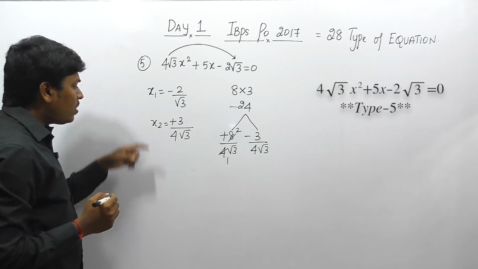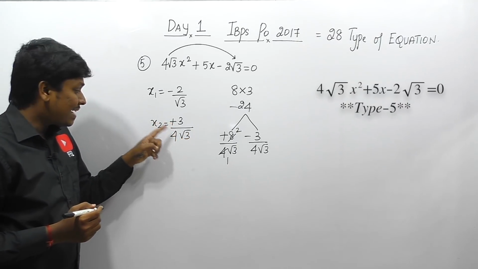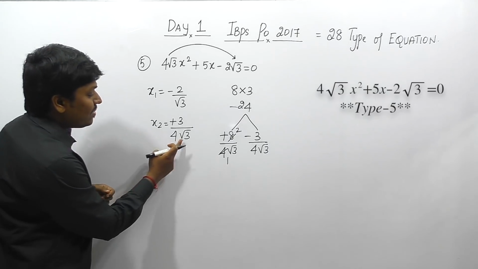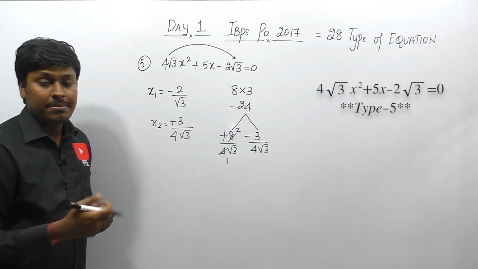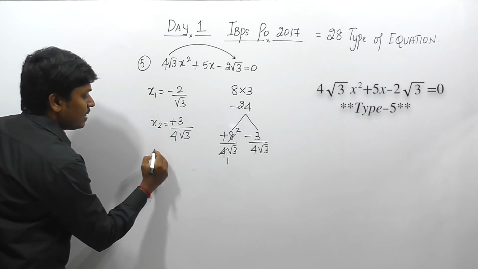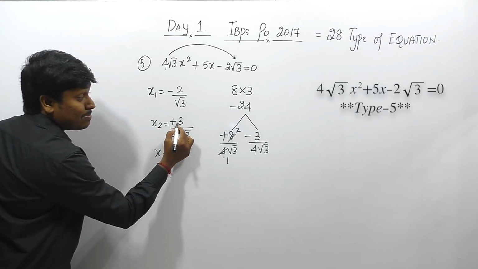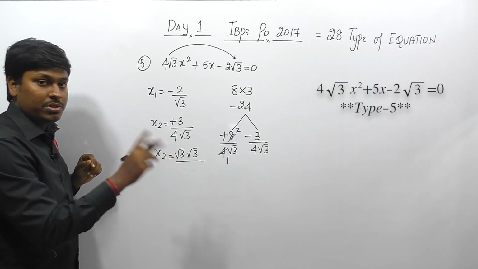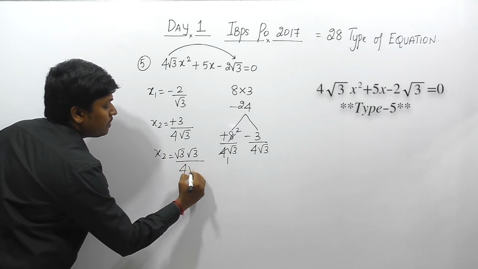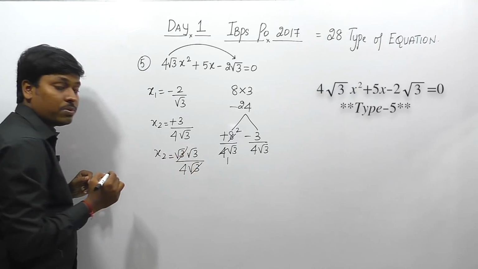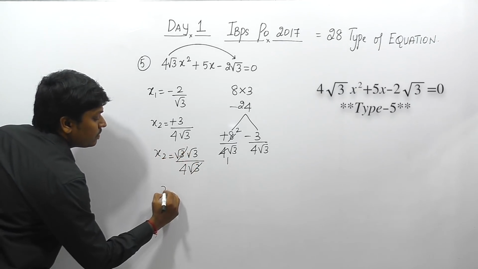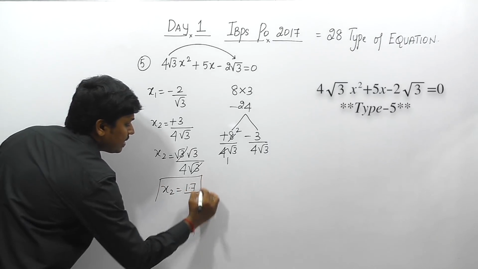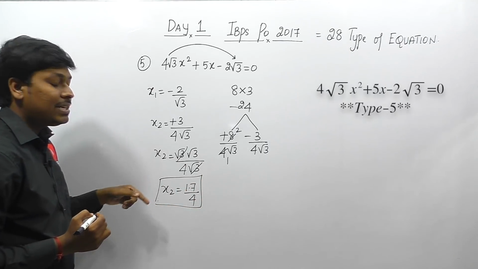So friends, if you want to simplify this, you can simplify the second factor alone. Why? Because some students find it difficult to convert this root 3 into 1.7 something. So let me do one thing. This can be written as x2 is equal to, this plus 3 can be written as root 3 into root 3, and the denominator will be 4 root 3. Here we can cancel root 3 and root 3. Now it becomes root of 3, which is 1.732, divided by 4. So finally we can say that the x2 factor will be 1.7 divided by 4.